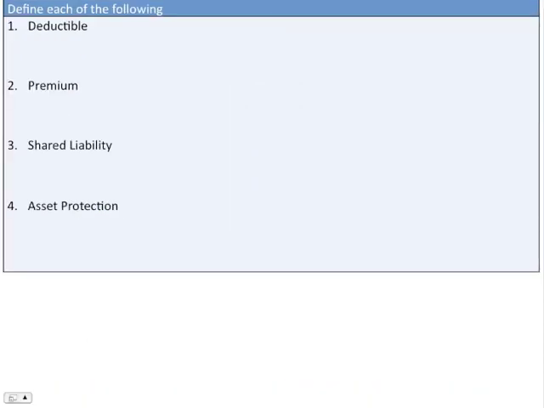A few more terms to understand for insurance are deductible. Deductible is the amount you pay in the event of an accident. So for instance, if you get a car accident and it costs $1,000, you will have to come out of pocket for your deductible. Most people elect to pick like a $500 deductible. So you would pay the $500, then the insurance company would pay the balance of $500.